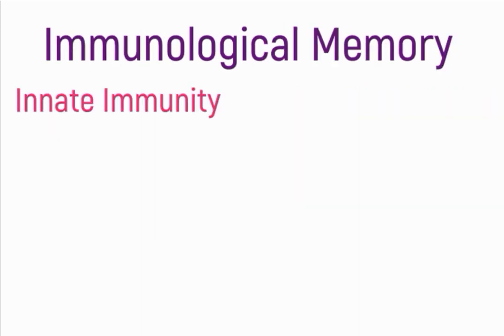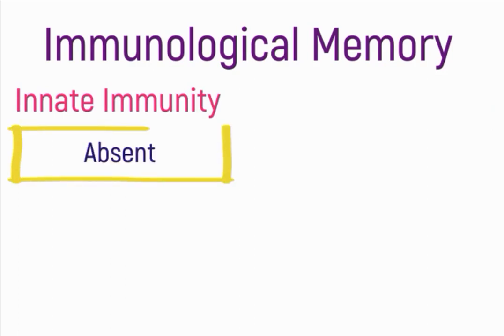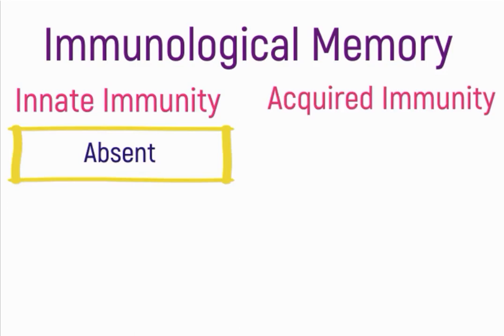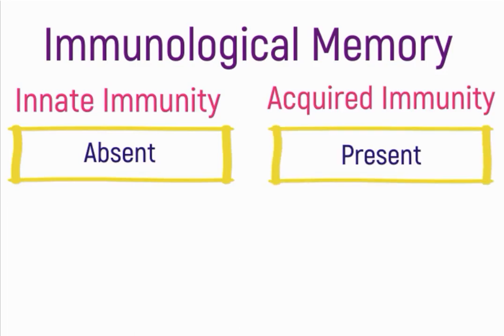Immunological memory in innate immunity is absent. It reacts with equal potency upon repeated exposure to the same pathogen, while in acquired immunity it is present due to the presence of memory cells that trigger a faster and more potent response when re-exposed to the same pathogens.